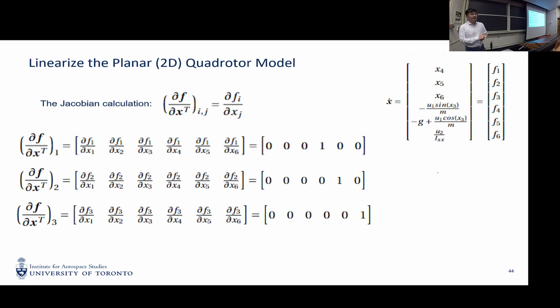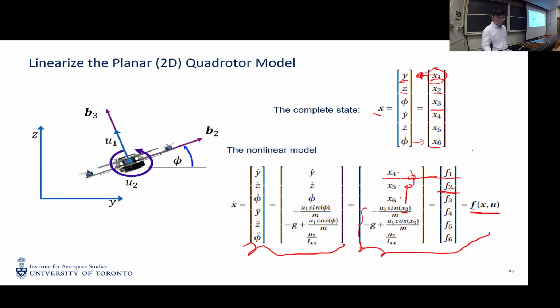So then we need to calculate the Jacobian of the system. The Jacobian is a matrix, as we've seen previously. The i-j component of this matrix is denoted by this term, which means that you take the derivative of fi with respect to xj. So, for example, if we want to calculate the Jacobian, the entry ij.